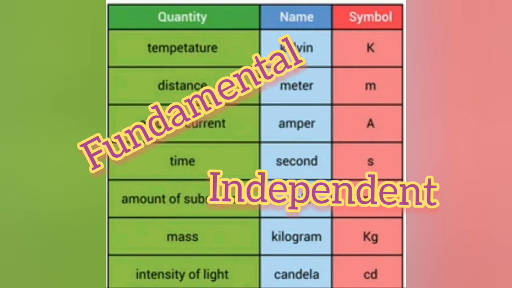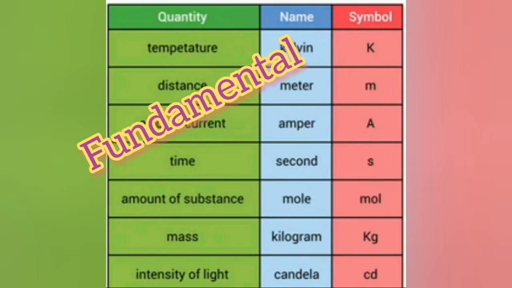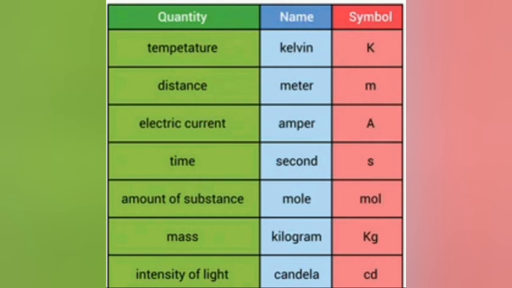Fundamental physical quantities are length, mass, time, electric current, temperature, amount of substance, and luminous intensity of light. So there, as you can see in the chart, the basic quantities or the fundamental physical quantities are 7 in number. Those are length, mass, time, electric current, temperature, amount of substance, and luminous intensity.